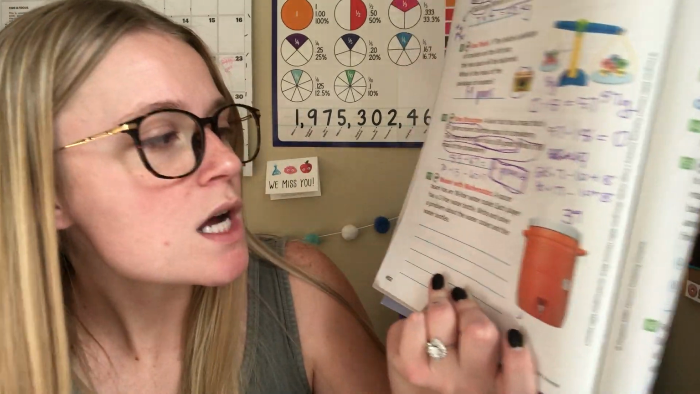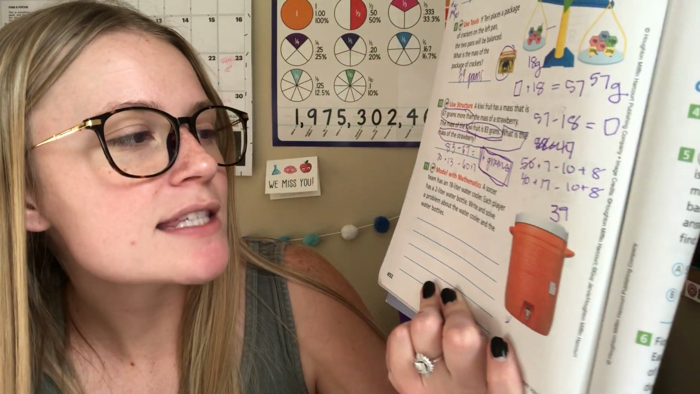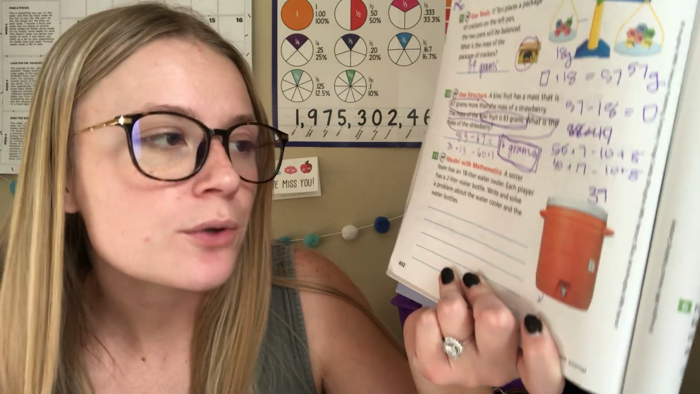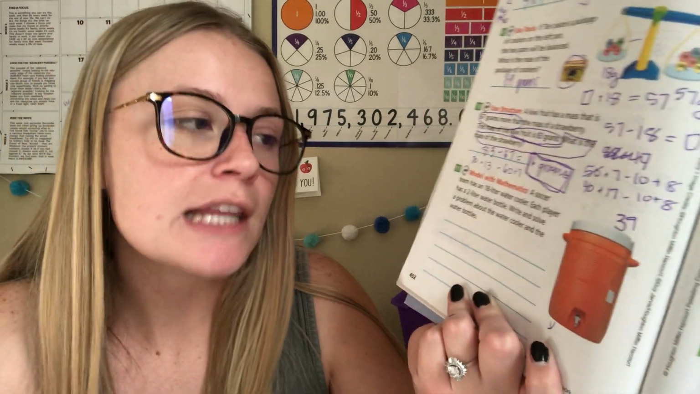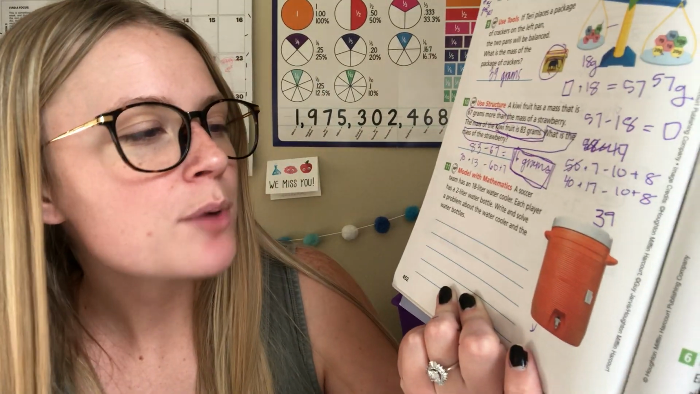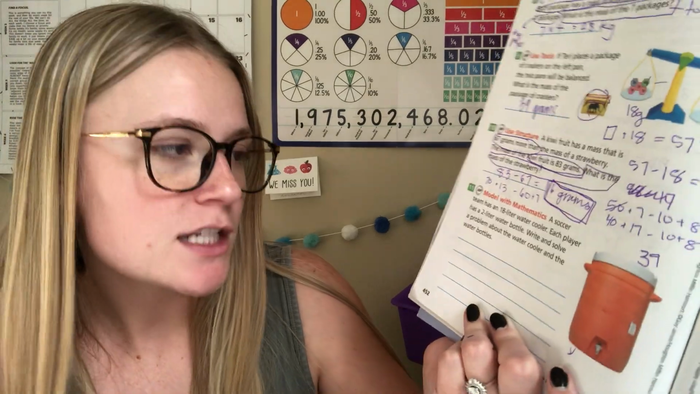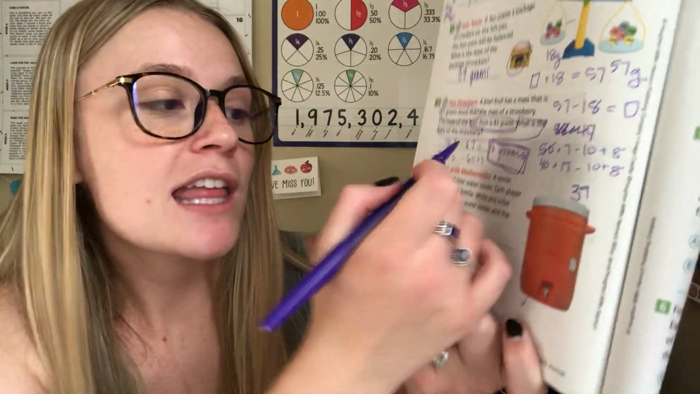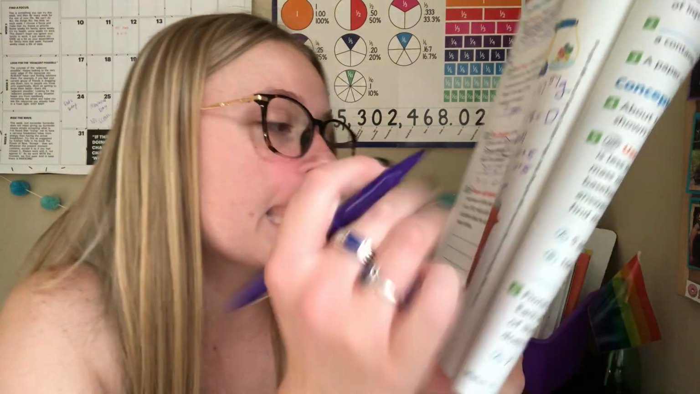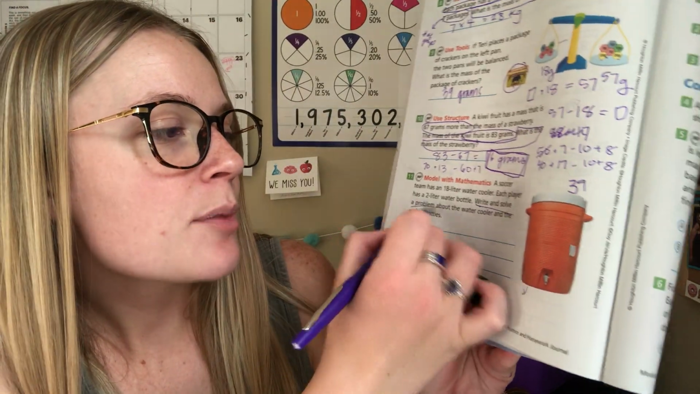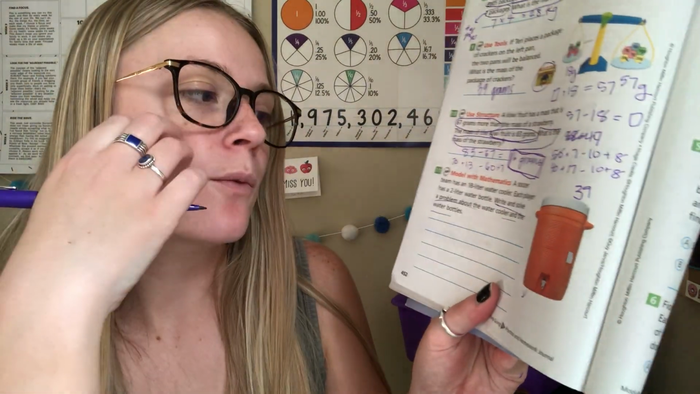Okay, last one. It says a soccer team has an 18-liter water cooler. Each player has a 2-liter water bottle. Write and solve a problem about the water cooler and the water bottles. So this one, kind of open-ended again. It says write and solve a problem about the water cooler and the water bottles.